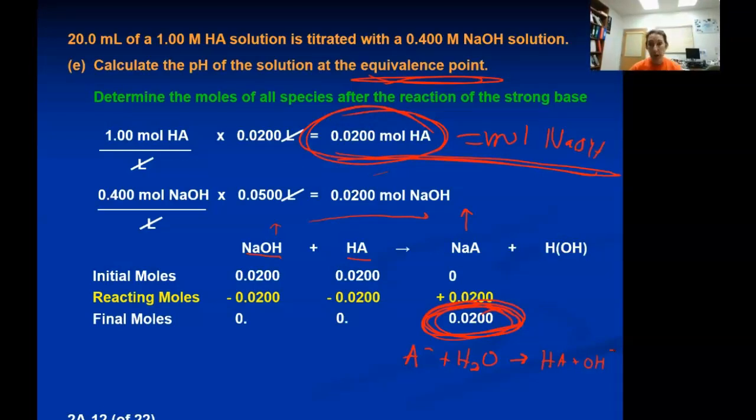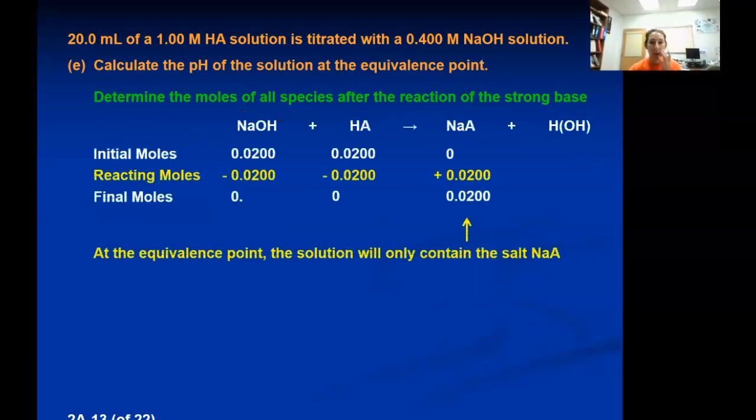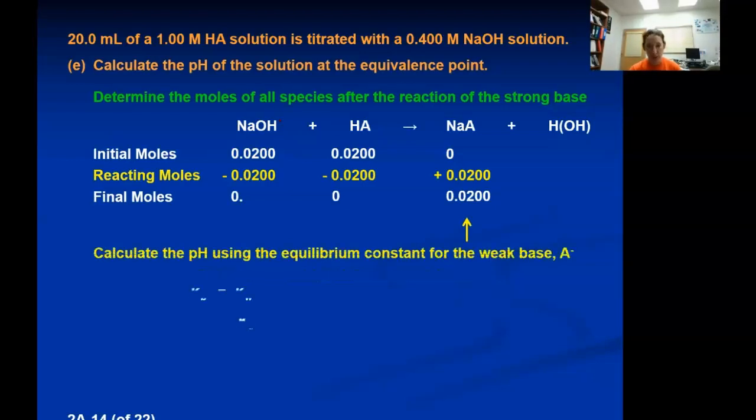Since it's a weak base equilibrium problem, we need to do an ice table, and any equilibrium problem has to have an ice table. So we have to find the molarity. Again, this is where a lot of people did not do this piece. Now you have to find the volume. In this case, you needed the 50 milliliters plus 20 milliliters, so with your molarity, you have to find the total volume. At the equivalence point, the solution will only contain the salt, and it's going to be a weak base, so it's a weak base equilibrium problem.